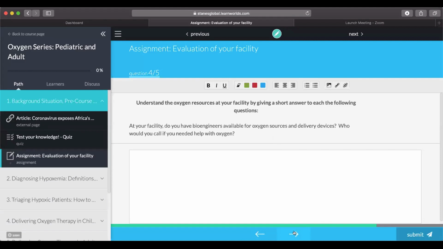At your facility, do you have bioengineers available for oxygen sources and delivery devices? Who would you call if you need help with oxygen? And then finally, how many pulse oximeters are available at your facility?